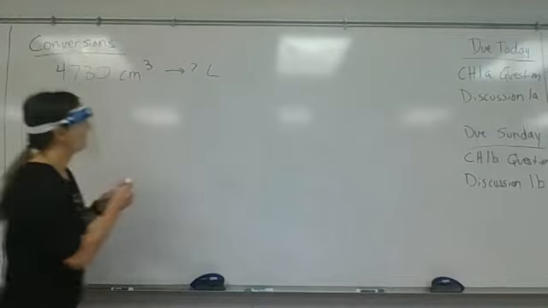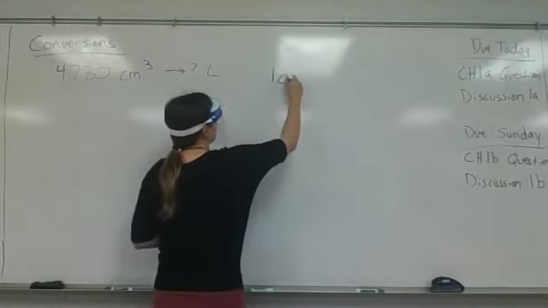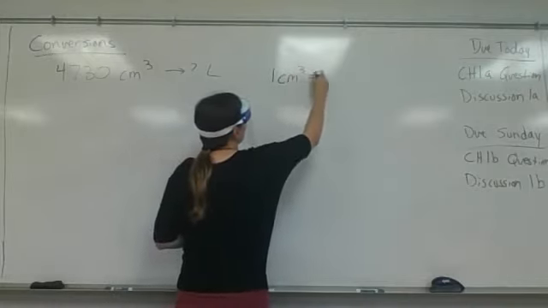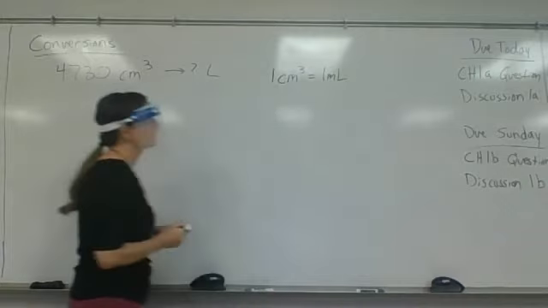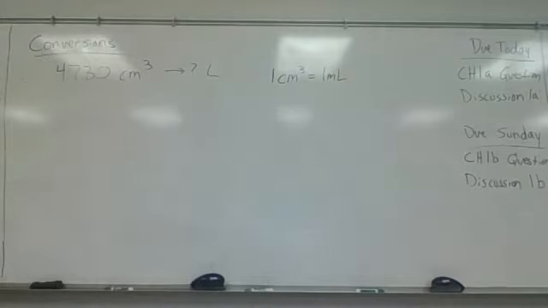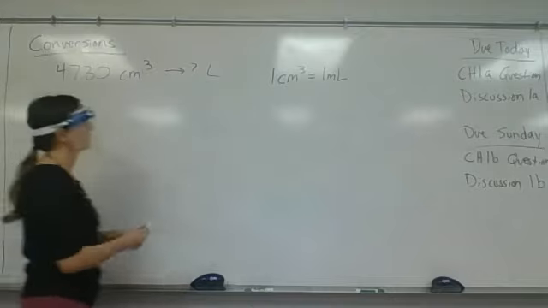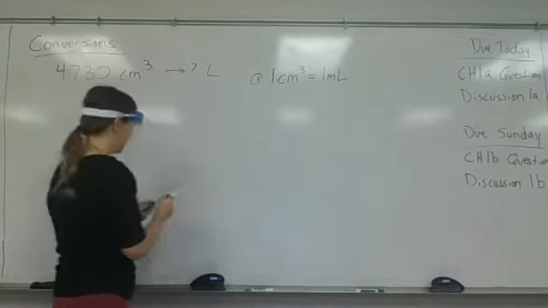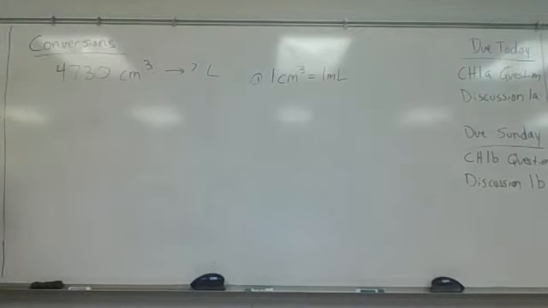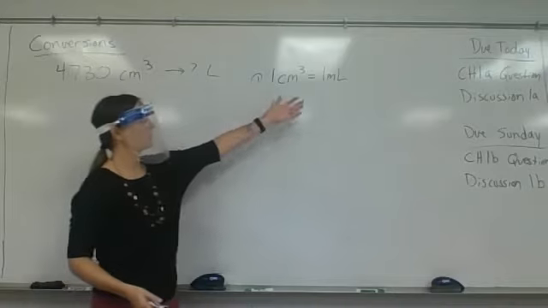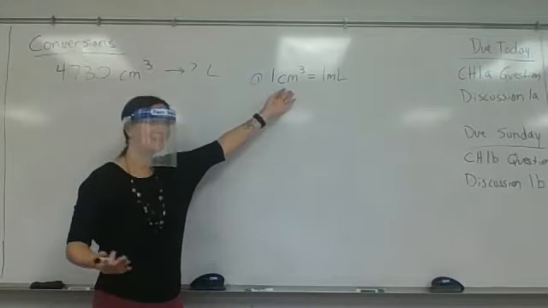In lab, I gave everyone a conversion factor where 1 centimeter cubed was equal to 1 milliliter. I said that would really help you solve for some of these. So we're going to use that to help us in this one. Okay, so this will be one of the conversion factors we'll use. All right, so before we start doing our railroad tracks, let's make sure we have all the conversion factors we need. Okay, and I just told you that 1 centimeter cubed is equal to 1 milliliter.